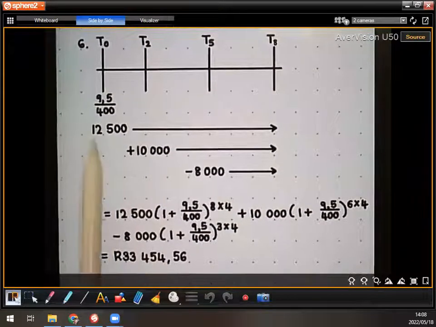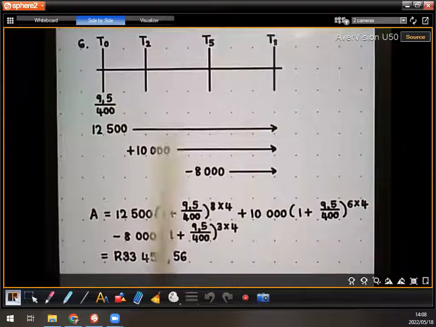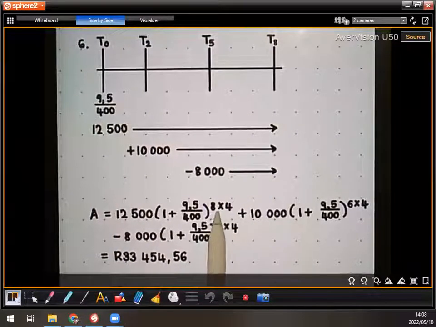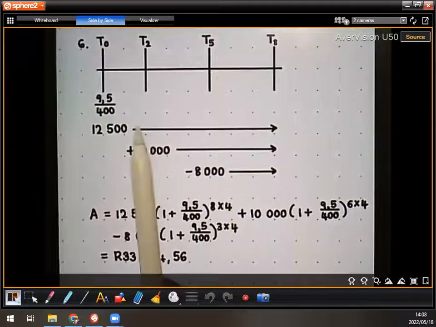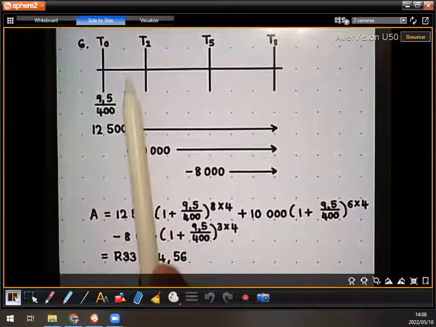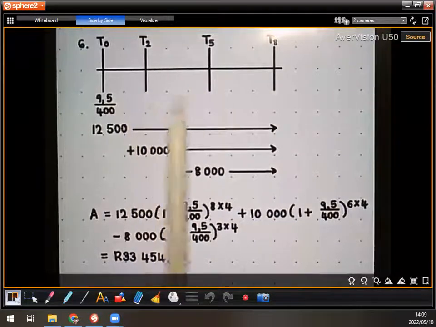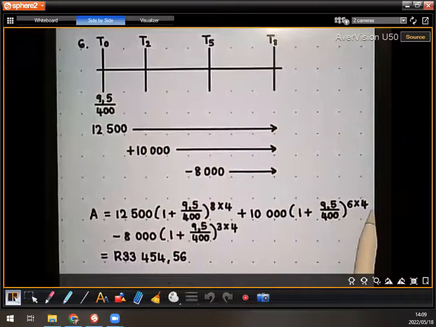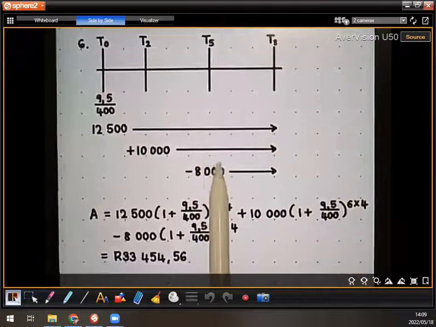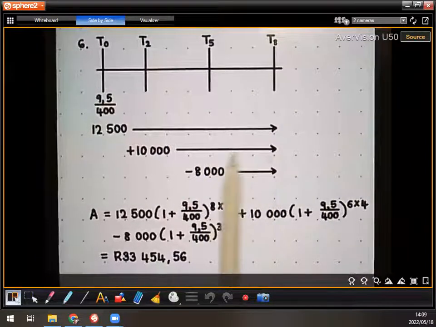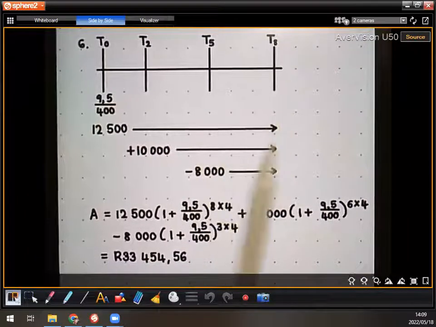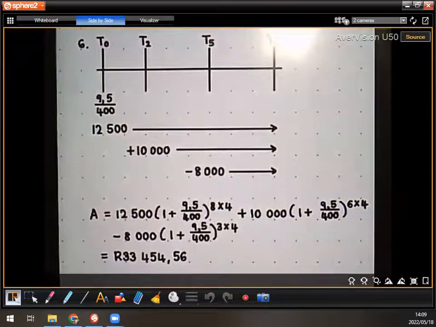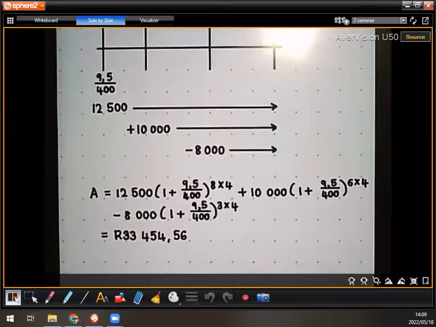Okay, there we go. So the first one was for 8 years, right? Because it was quarterly, you're going to say to the power of 8 times 4. The second one was deposited after 2 years, so at T2, so that's 6 years. So that's why that exponent is 6 times 4. And then the last one, the withdrawal, was at 5 years, so that's 3 years between T5 and T8. So that's why it's 3 times 4.